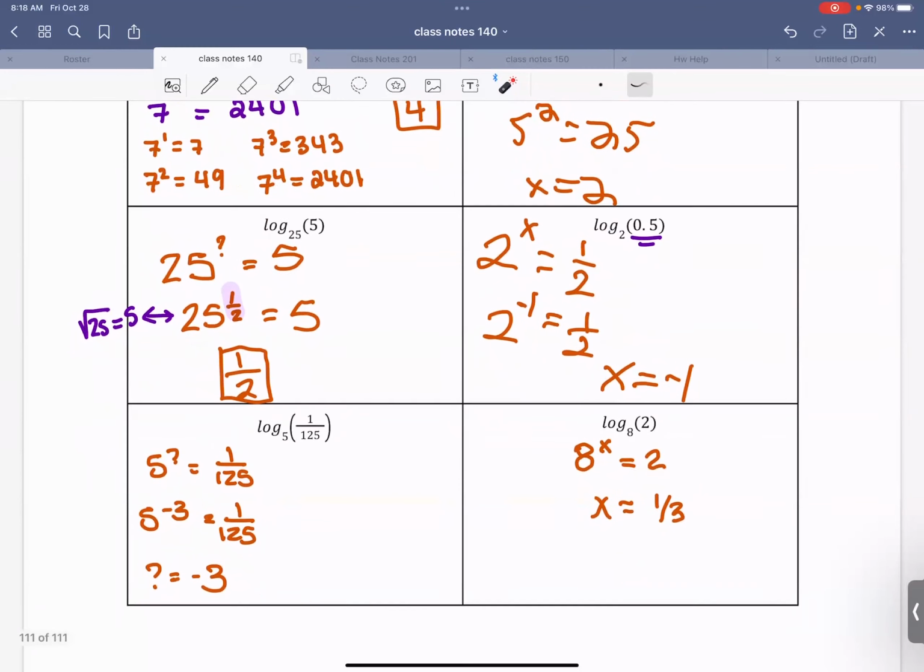All right. Next we have log base 5 of 1/125. Again, we have a fraction in our logarithm, which is a hint that the answer should probably be negative.